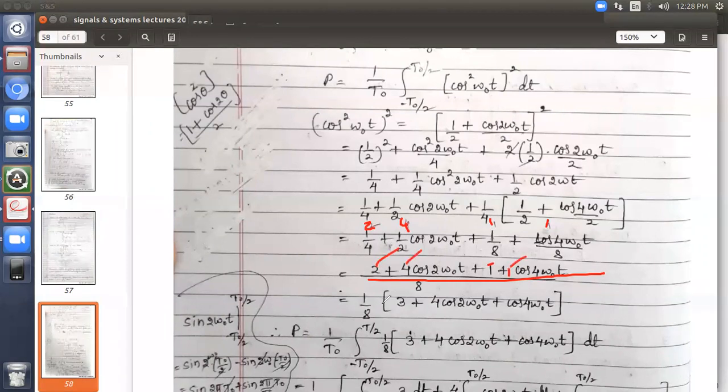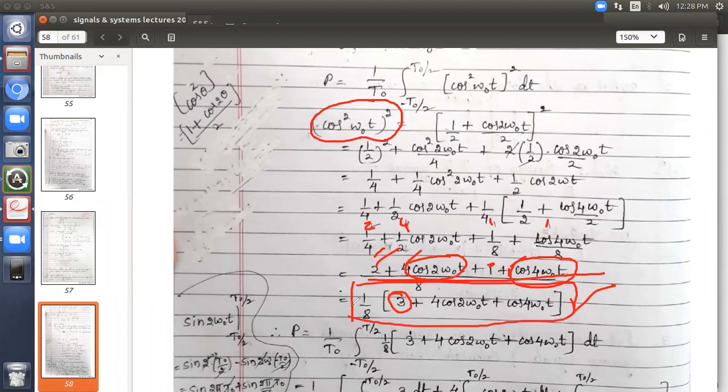Take 1 by 8 outside. 2 plus 1 constant will be 3. 3 plus, this is the second term, 4 cos 2 omega naught t, and the third term cos 4 omega naught t. So I have simplified this completely, cos square of square. This comes to be this much. Finally, now I will use the formula. The formula is P equals 1 by T naught integration of this.